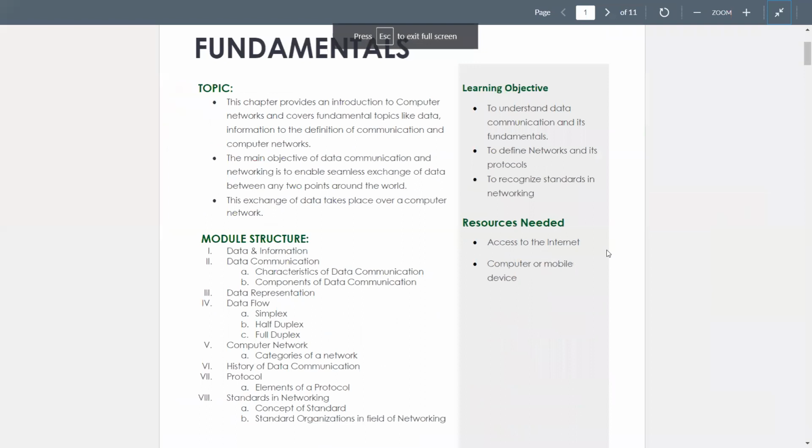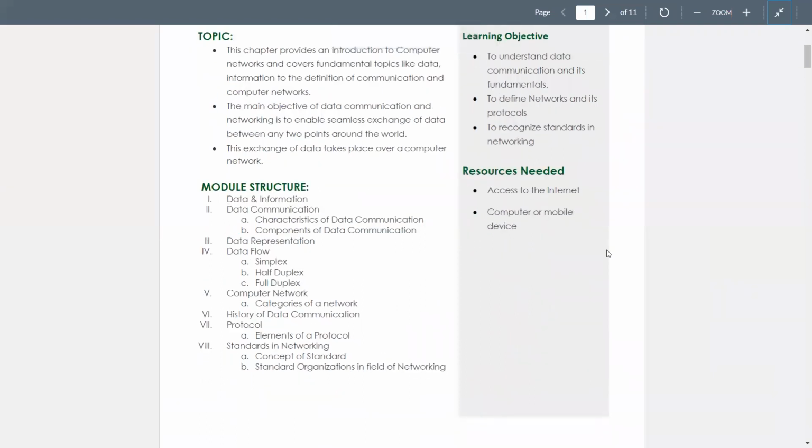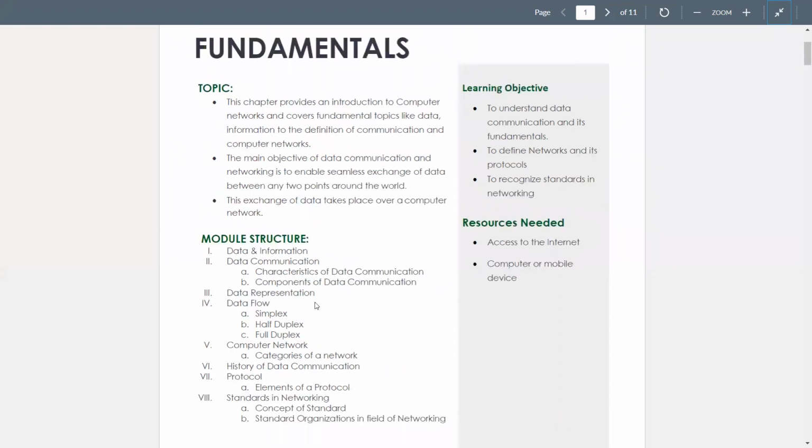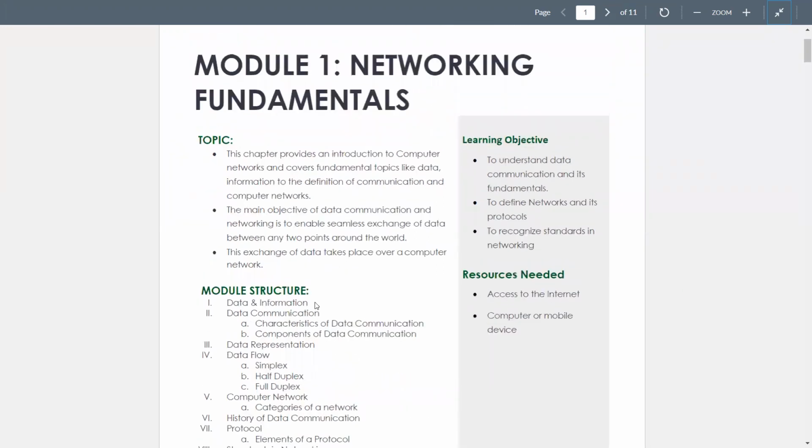Okay, so in here you have learned what is data and information. So we'll go back to that idea again. We have the data communication, data representation, the data flow, computer networks, and also the history. Okay, and we have here the standards in networking. These are the organizations that comprise the rules when it comes to designing your computer equipment or electronics, so that to support the data communication between computers.